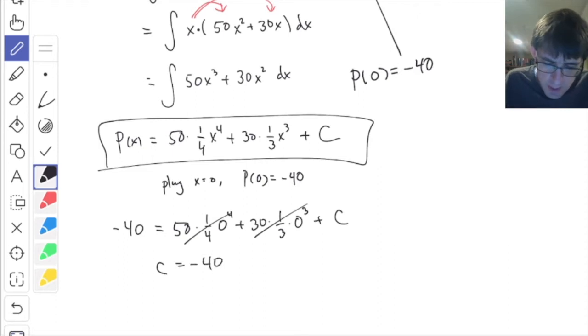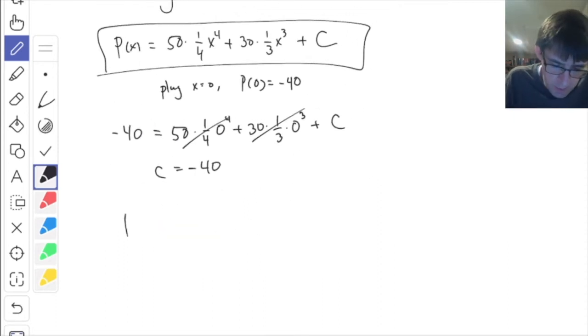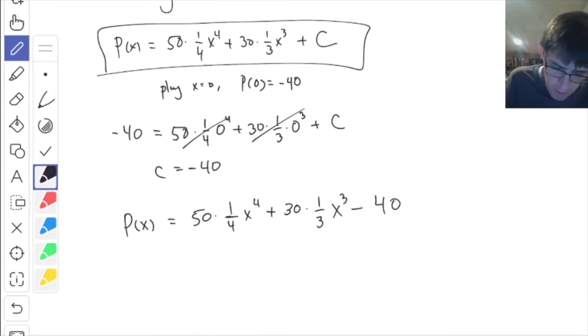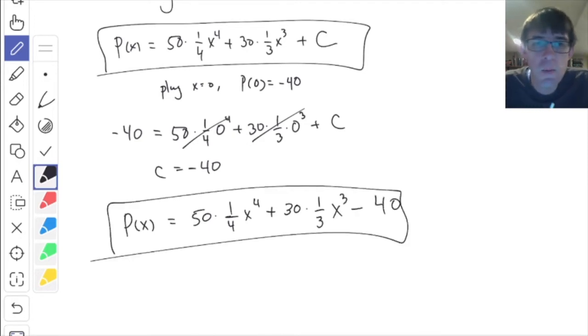And so indeed, I do get what they said in the book, the answer. This is 50 times 1/4 x to the 4. If you like, you can simplify that to 25 over 2. I don't care. Plus 30 times 1/3. That's equal to 10. I don't care. Minus 40, right? I just replaced the c with the 40. So this is my final answer.